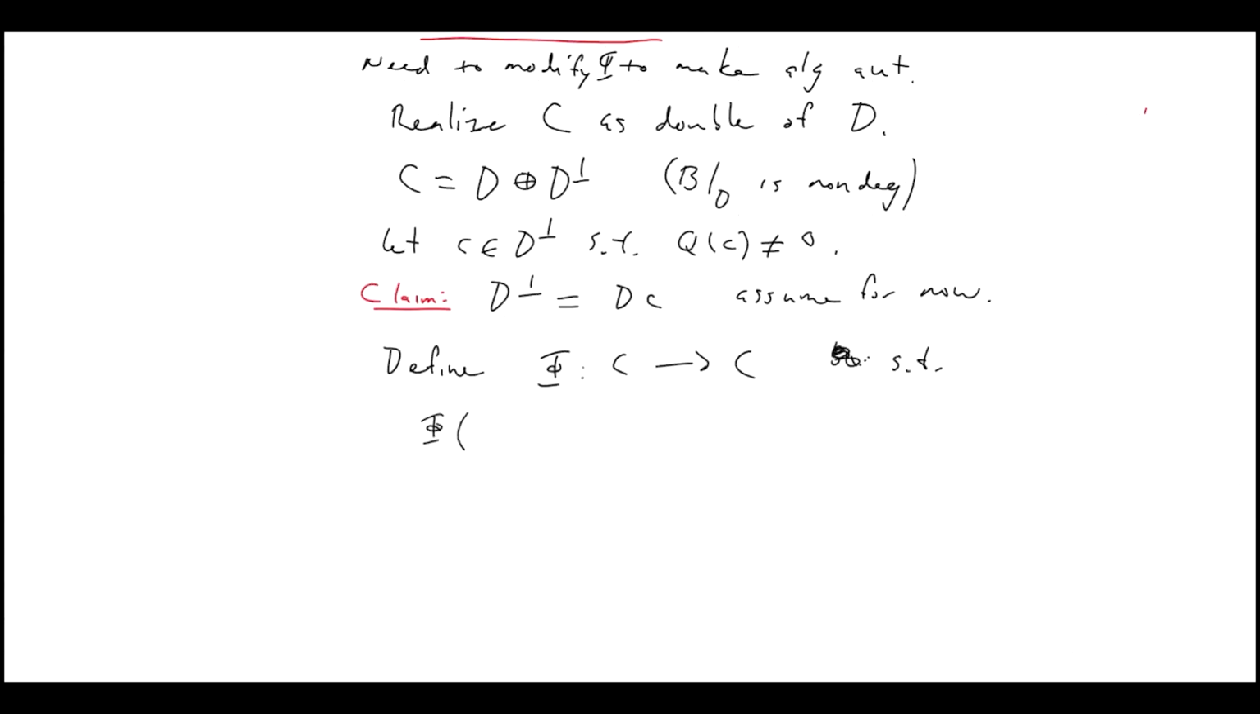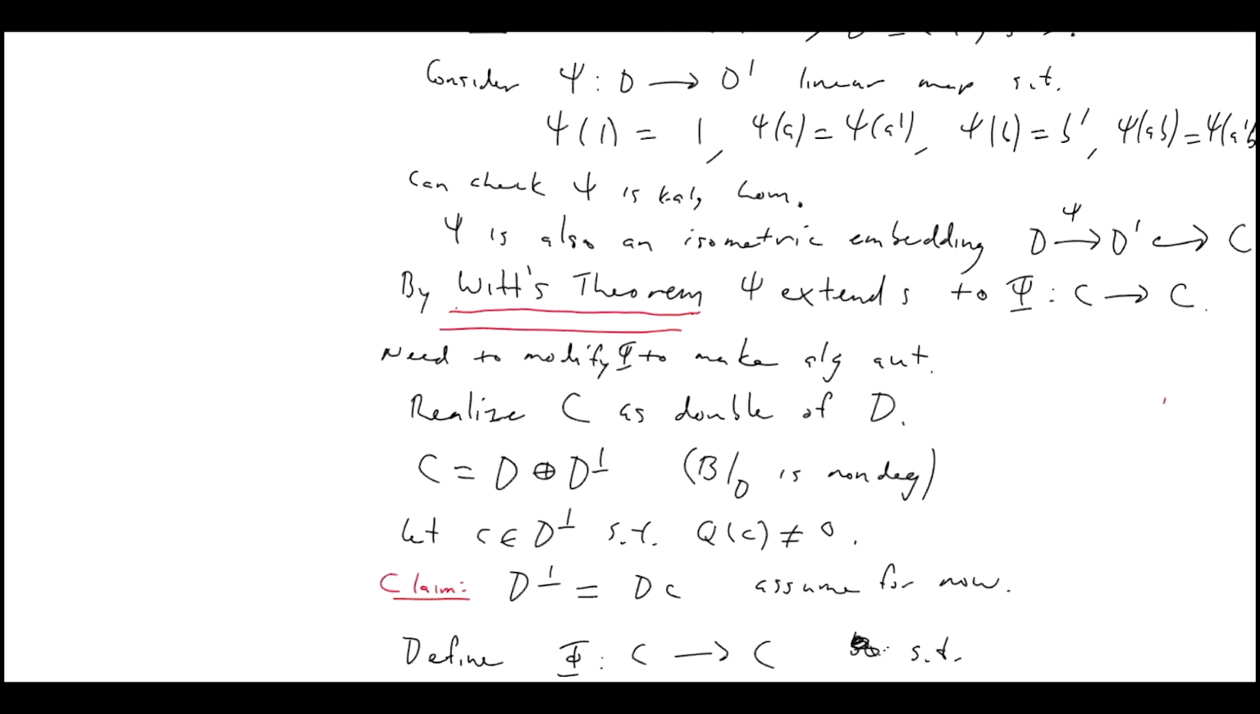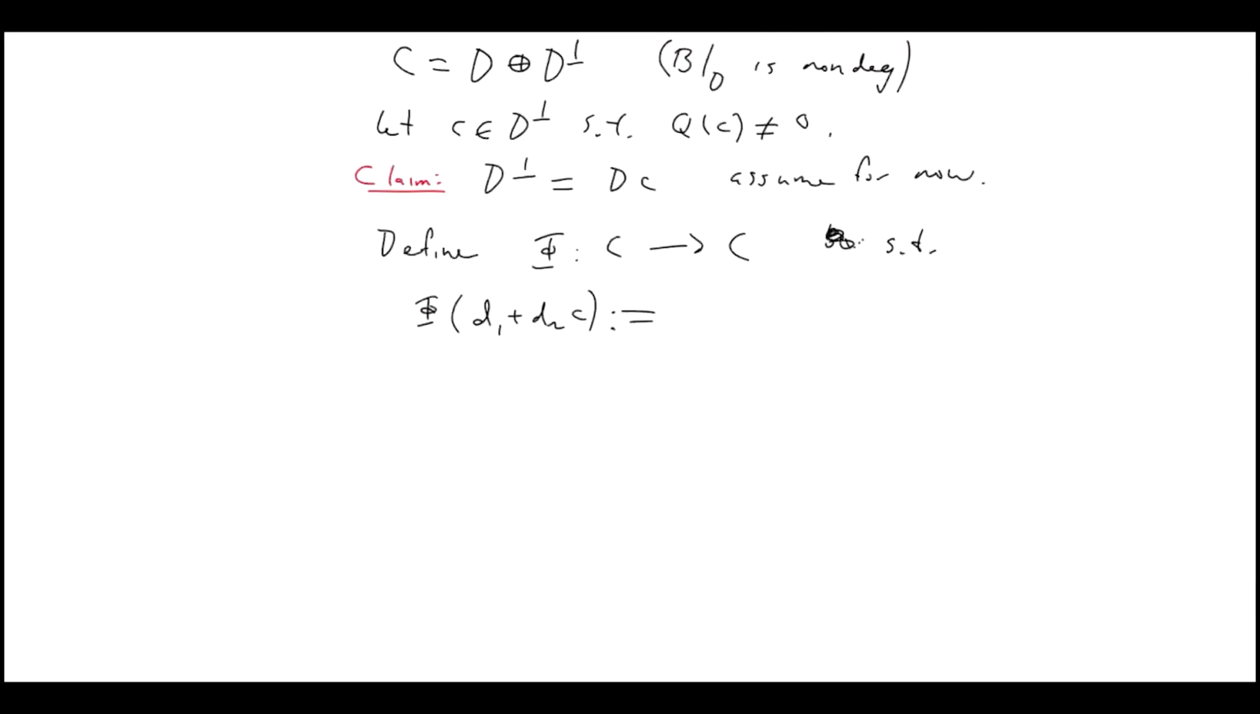All right, so everything in C can be written as D1 plus D2C. We're just going to define this to be... what was I calling that? One second. Okay. So we're just going to take psi of D1 plus psi of D2. How do we define it on the C? The only thing we have to work with is this capital psi.